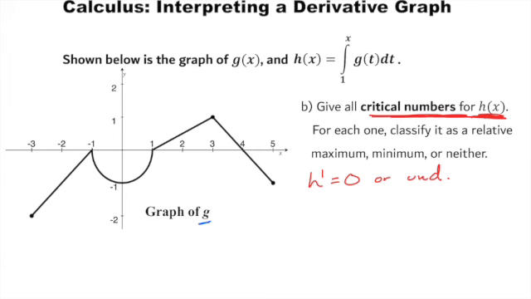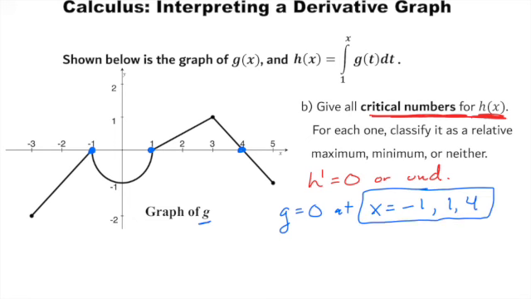So where is g equal to 0? And again, that's just talking about its y values. Where is it equal to 0? One right here at -1, one right here at 1, one right here at 4. So x equals -1, 1, and 4. And there is no place where h prime is undefined. That would be if there was a hole in this graph or some kind of asymptote or anything, but there are no breaks in this graph. So h prime, aka g, is defined everywhere within this interval of -3 to 5.